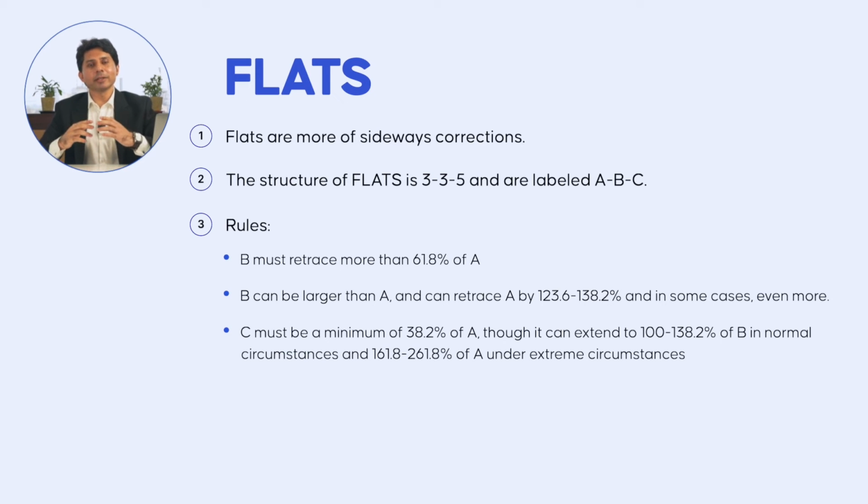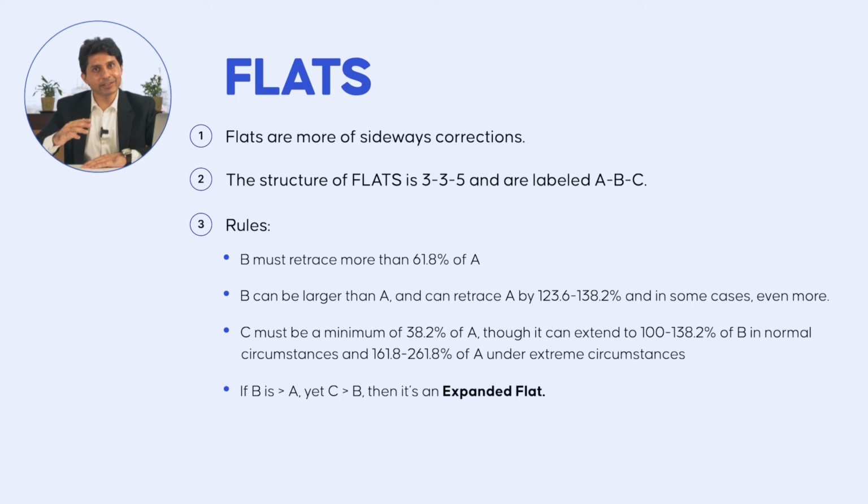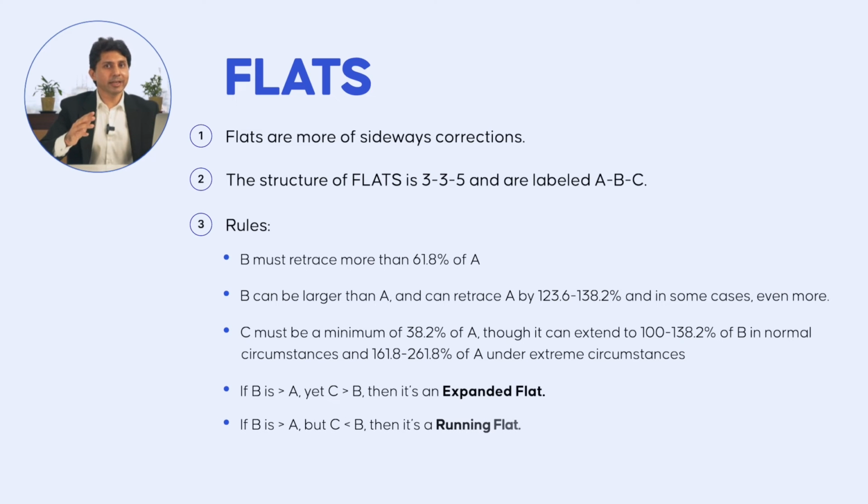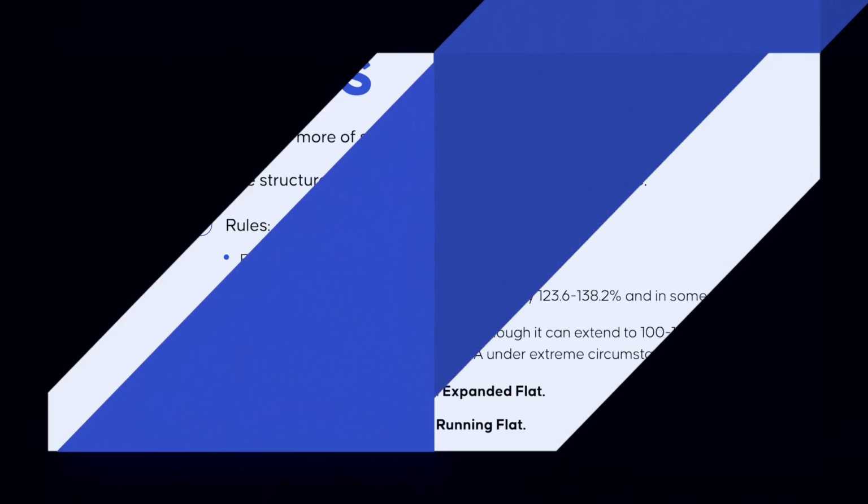But then there are two other important segregations. If B is greater than A, yet C is greater than B, then it's an expanded flat. But if B is greater than A and C is smaller than B, then it's a running flat. So these are very important formations. Let's look at all the three examples on our live markets.